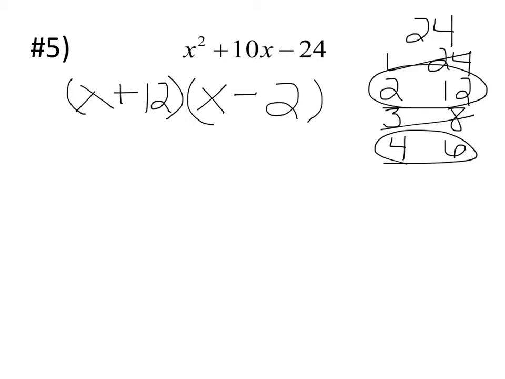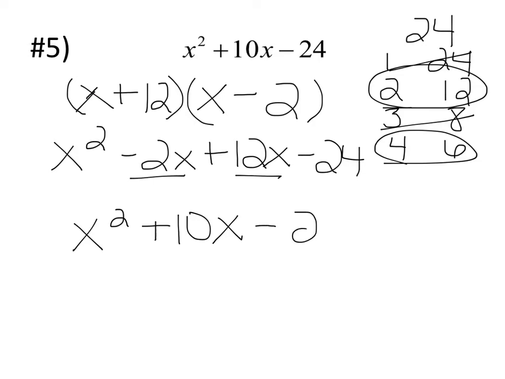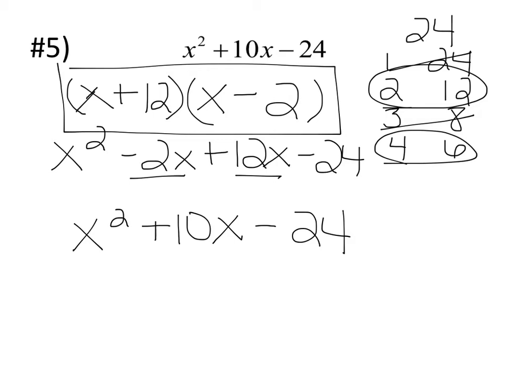Okay, now this is how we're going to check to see if it's correct. You're going to distribute. So x times x is x squared. X times negative 2 is negative 2x. 12 times x is positive 12x. And 12 times negative 2 is negative 24. Combine your like terms. You get x squared plus 10x minus 24. That's actually what we started with, so this is the correct answer.